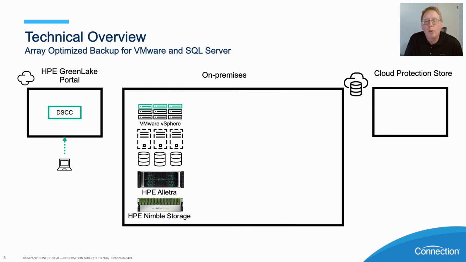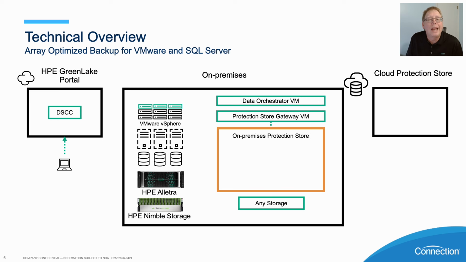From a technical overview, you will see here that we're going to be connecting through the GreenLake portal. This on-prem environment shows an example of a vSphere cluster. We connect through the Data Services Cloud Console. After we go into that, we'll connect to what we call a data orchestrator, right? So from that gateway, we're able to then access vCenter, your ESXi host workloads, and also the protection store gateway, which will act as a local repository for these backups, right?